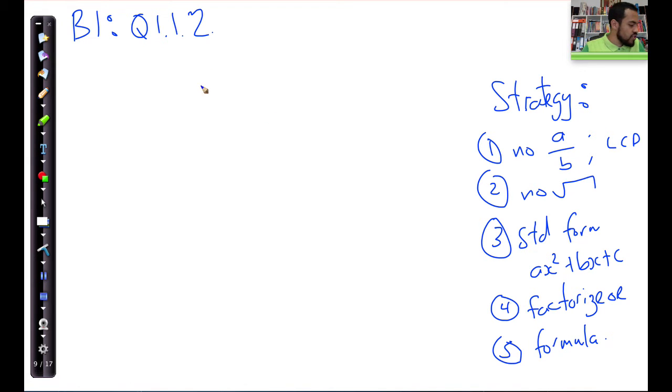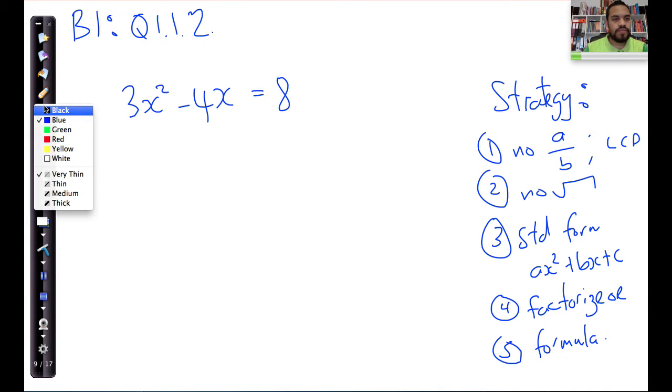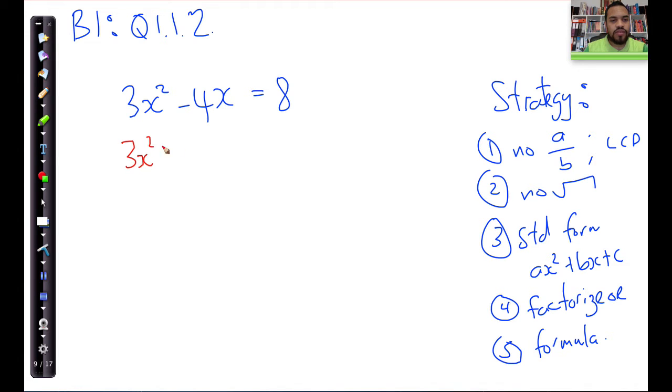So question 1.1.2 has got 3x squared minus 4x is equal to positive 8. Let's deal with this quickly. So how we do this is, let's say, okay, there's no fractions, there's no square roots, so let's put it in standard form. Let's put it into 3x squared minus 4x minus 8 is equal to 0. I've done that by subtracting 8 from both sides.